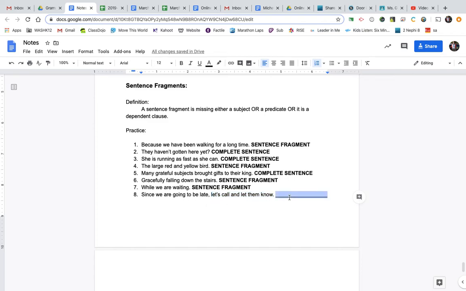That makes this a complete sentence because it does not fail our 3-question test for a sentence fragment. It does have a subject, it does have a predicate, and it is independent. So that concludes our video lesson on sentence fragments.